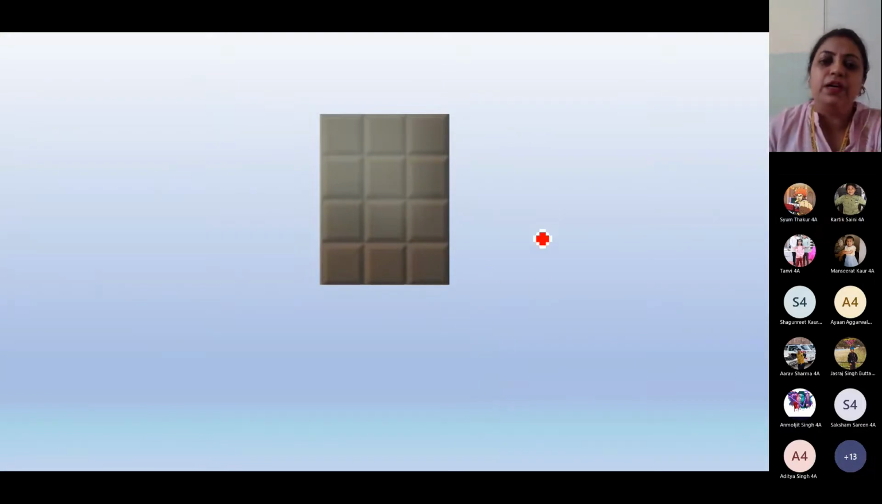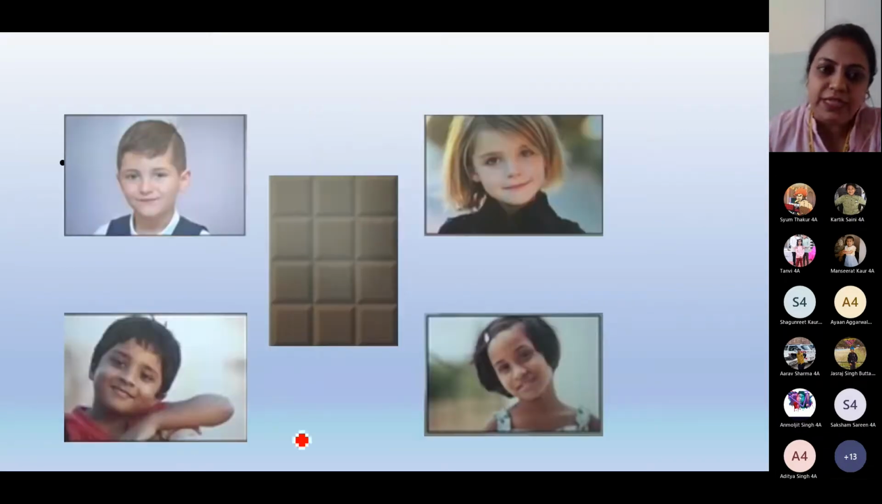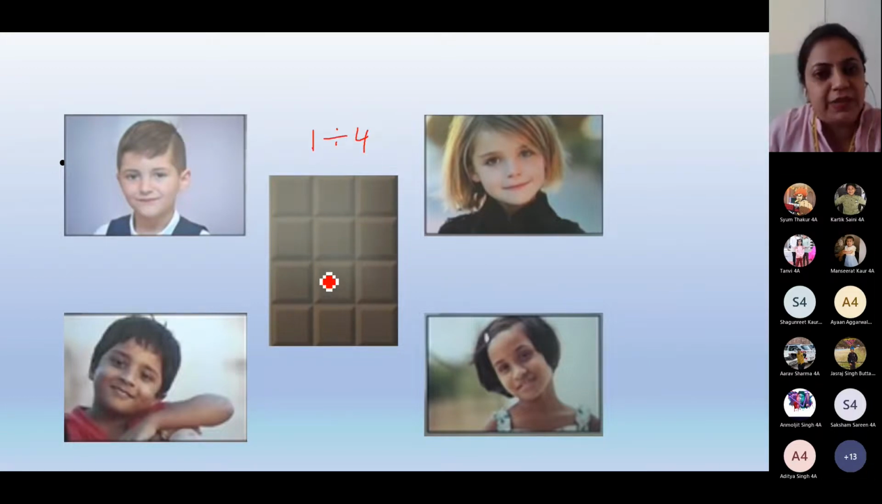So one day Abir's mother got one chocolate. At Abir's home, two of his cousins came. So what will they do? They will divide this chocolate into four equal parts. So this part will be represented as 1 out of 4 equal parts. This is 1/4 and this is also 1/4. So each one of them will get 1/4 of the chocolate.